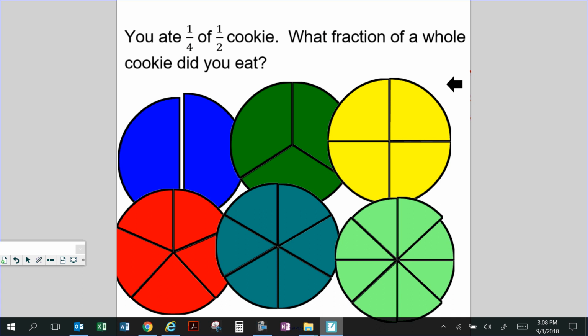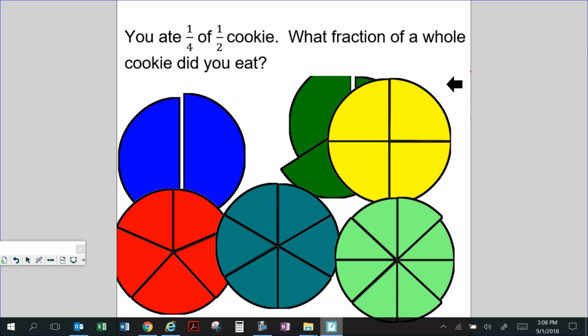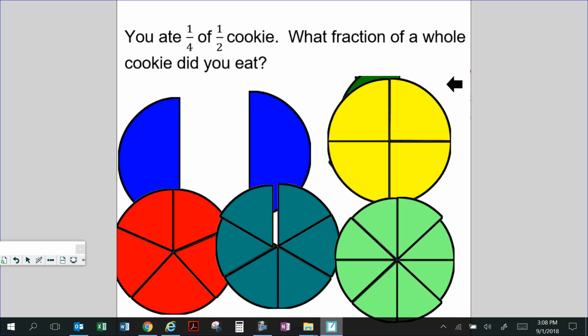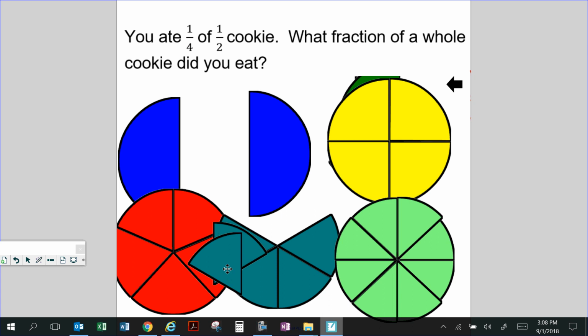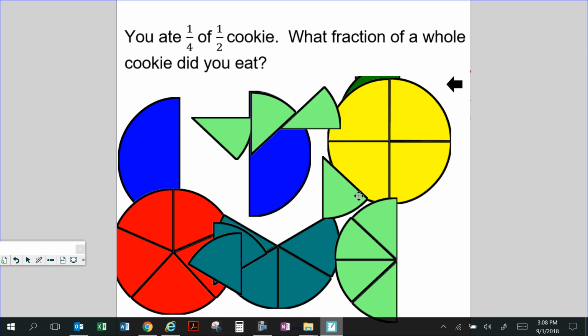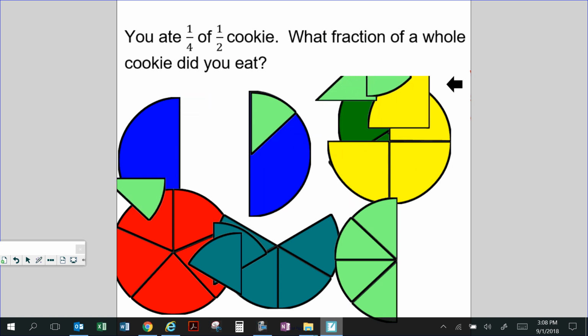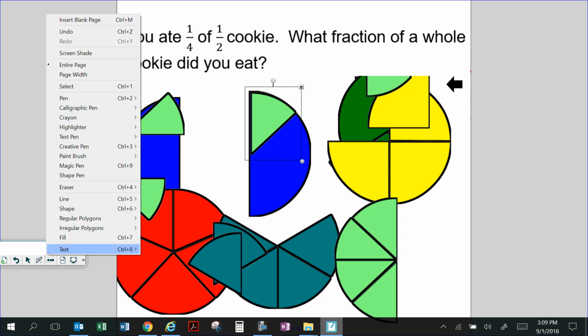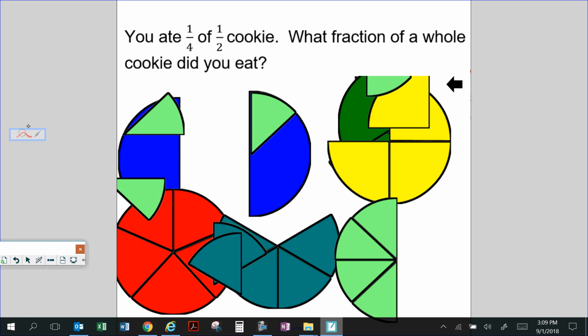You ate 1/4 of half of a cookie. So here's half of a cookie. So I ate 1/4 of it. So I need to split this into 4 equal parts. Let's see if this fits. Oh, it does. So I ate this part right here, 1/4 of it. What fraction of a whole cookie did I eat? 1/8 of a whole cookie.